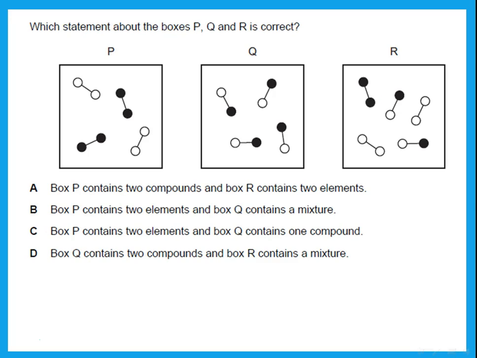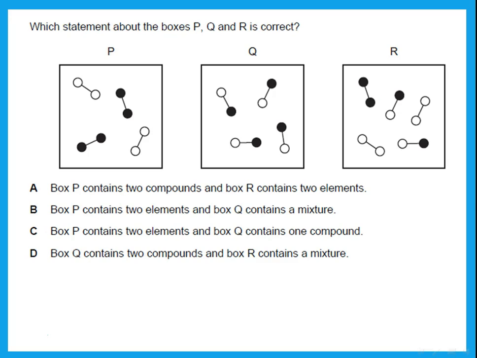Box P contains 2 compounds. Is that correct? A compound should be made up of different atoms. Now, each of these has the same atom. So one of them has both white, the other one has both black, but each of them are elements, not compounds, because an element is made up of identical atoms. So if I have the same atoms attached to each other, that's an element.